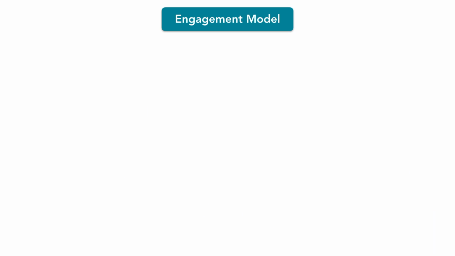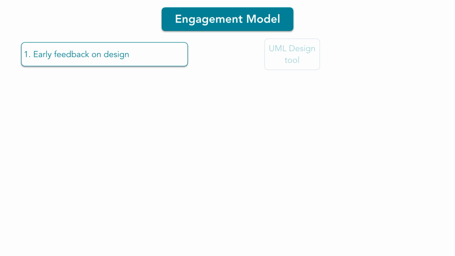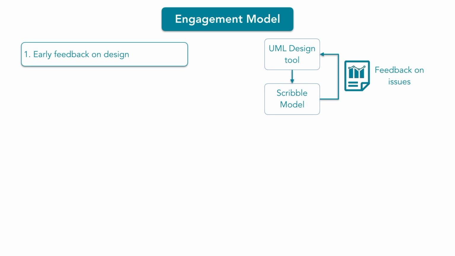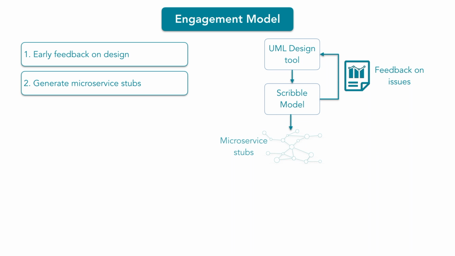Our engagement model is simple. We produce an early Scribble model to give you instant feedback on how well the design will work. We then generate the local types, the endpoints, as Java microservice stubs, injecting key features such as a finite state machine, logging, role-based wait times, and validation of inputs against outputs.